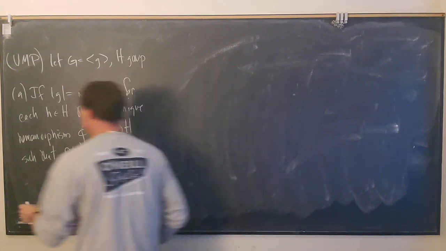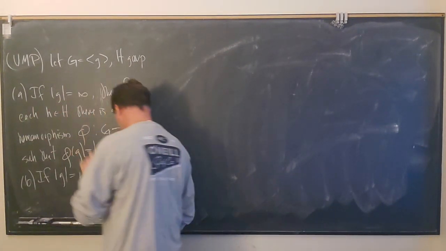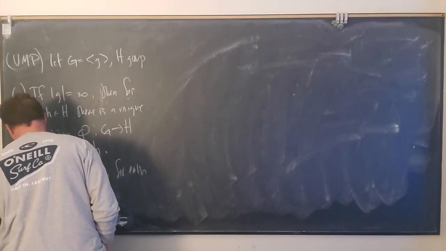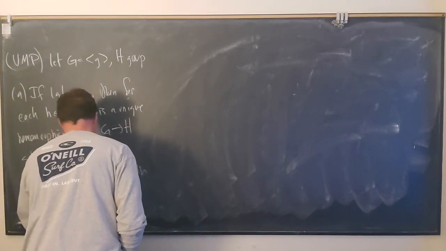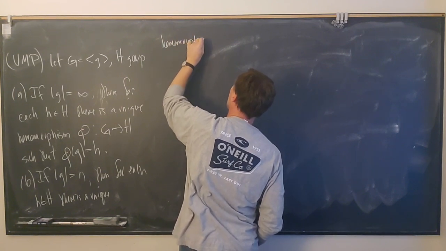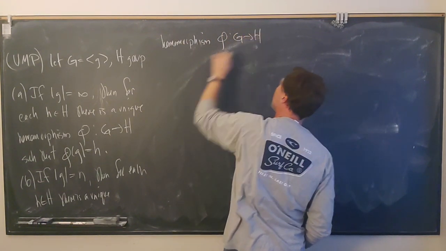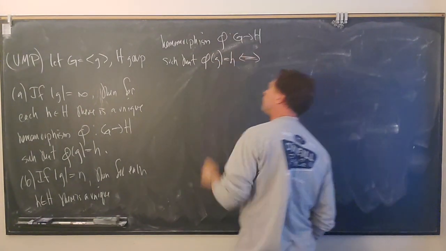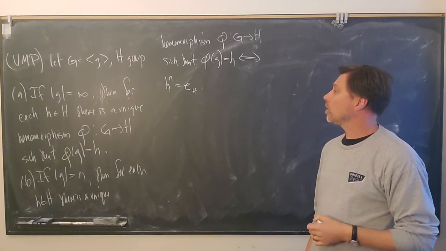And then the second part, in the finite case, if the order of G equals n, then for each little h in capital H, you don't have to write this down, you should already have this in your notes, there is a unique homomorphism phi from G to H, taking the generator to h, if and only if h to the n equals the identity, the identity in capital H. So there's the universal mapping property.